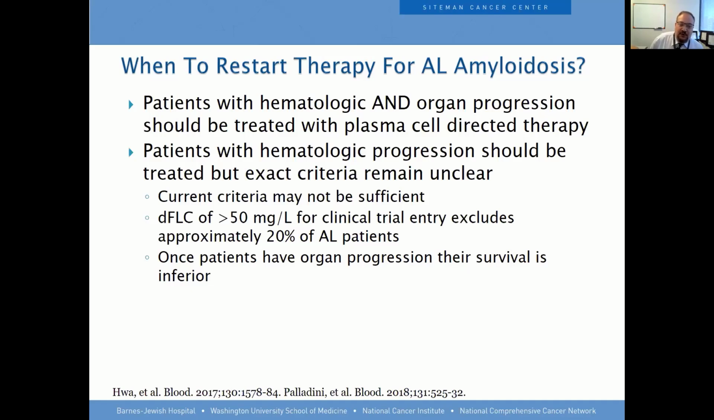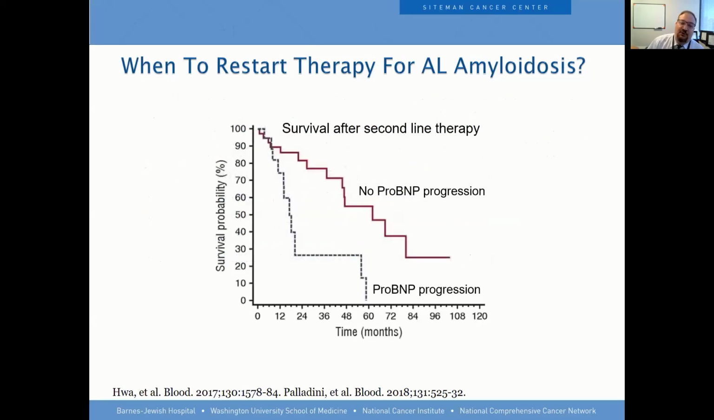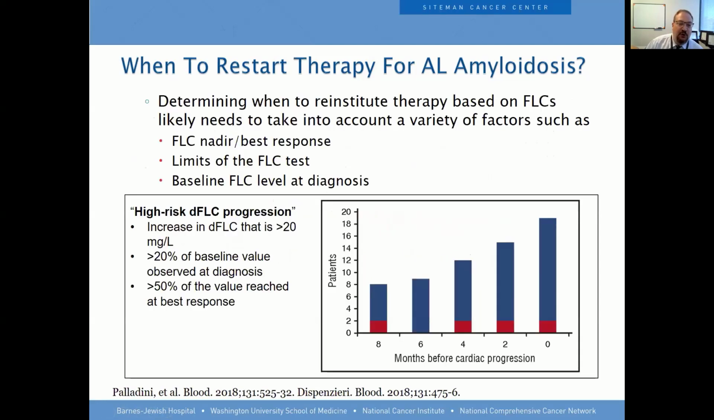One of the criteria that we use for patients on clinical trials is a free light chain difference of greater than 50 milligrams per liter, but about 20% of our patients won't meet those criteria based on having low light chain amyloid. And we know that once patients have organ progression, their survival is much worse. And this is a study from Dr. Merlini's group looking at patients with AL amyloid who received second-line therapy, and those patients who had no pro-BNP progression as a sign of their cardiac disease had a much improved survival than the patients who at the time of retreatment already had organ dysfunction from amyloid.